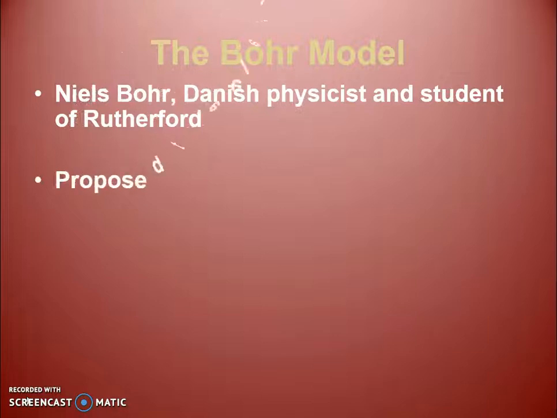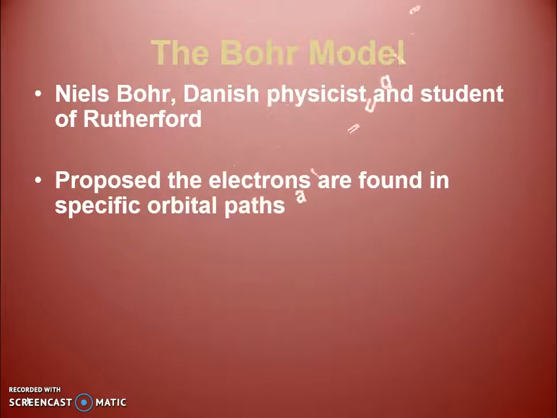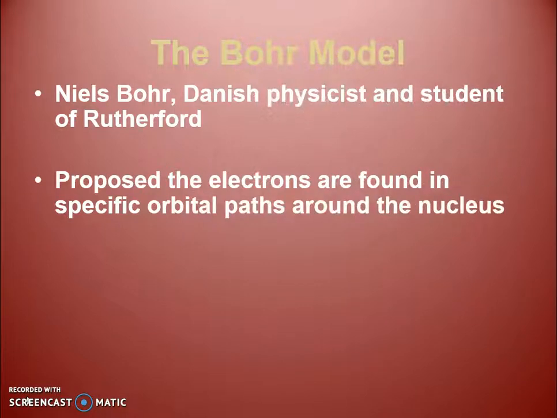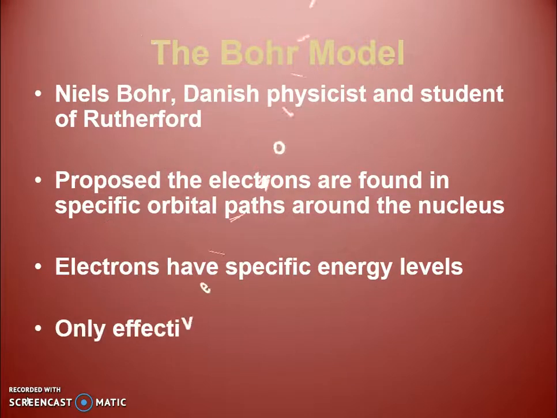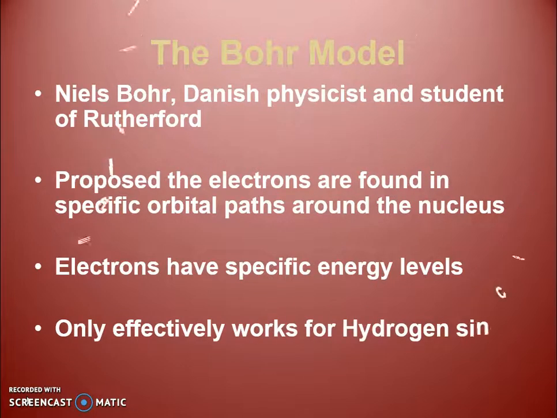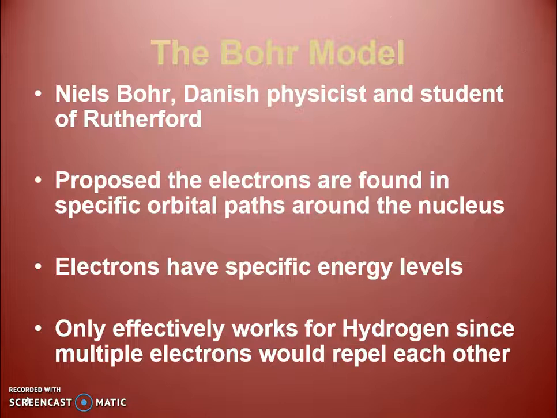He continued studying atoms, looking at how these electrons would be found in these specific orbital paths around the nucleus. Except he changed his idea by looking at the energy they had and the fact that these electrons had the ability to move out of these orbital paths. They had these energy levels, and if they gained and lost energy, they could bounce between these different energy levels. Unfortunately, his model only worked for hydrogen because these negatively charged electrons would repel each other when they're in this small space together, and it didn't quite work properly with the other elements.